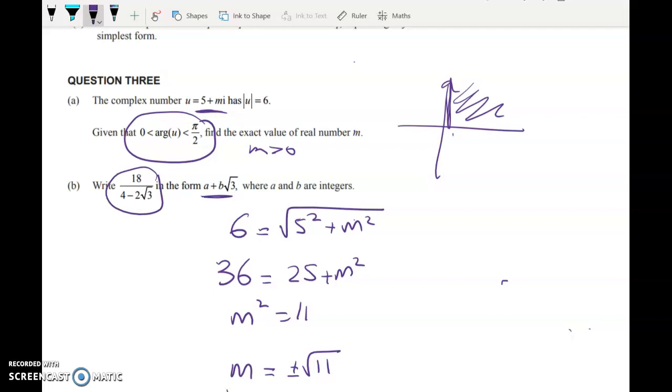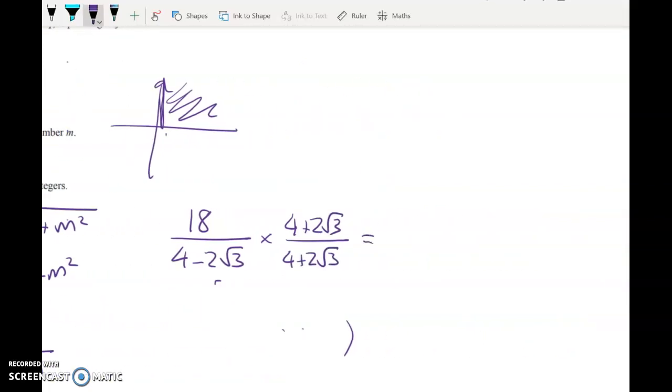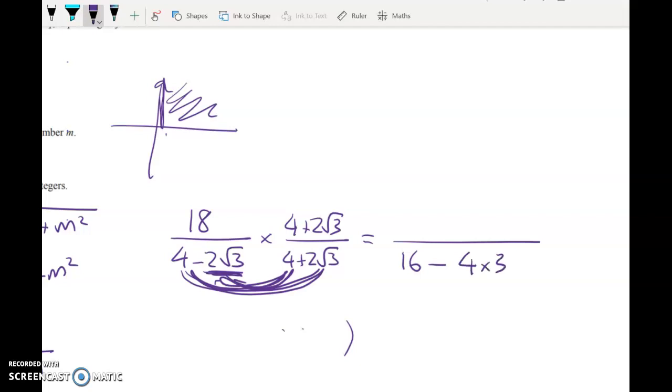We have to rewrite this into this form. So 18 over 4 minus 2 root 3 times 4 plus 2 root 3 over 4 plus 2 root 3 is equal to 16. The whole reason to do this conjugate thing is to get rid of the middle annoying term, so these go, and then I'm going to have minus 4 times 3, right? So 2 root 3 times 2 root 3 will give me 4 times 3.